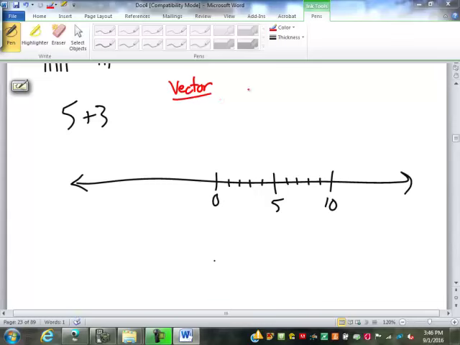Now, a vector is a really fancy word for a pretty simple concept. All a vector does is it's just an arrow that starts at 0 and it goes to the value. So the vector for 5 looks like that. And actually, the vector for 5 does not have to start at 0. I can take that and move it wherever I want to. There, it starts at 4 and it goes to 9. It's just an arrow that goes 5 units in the positive direction.